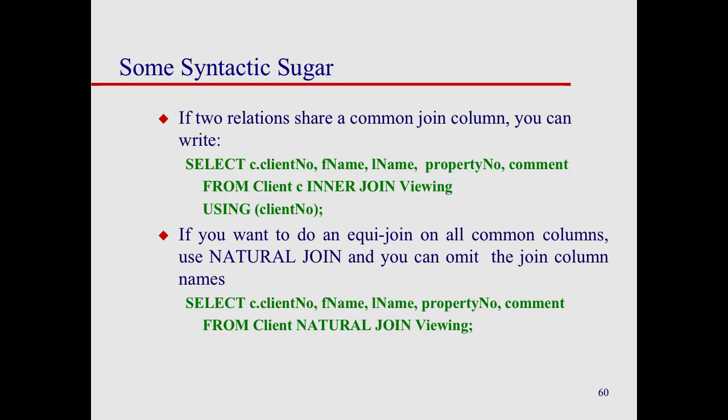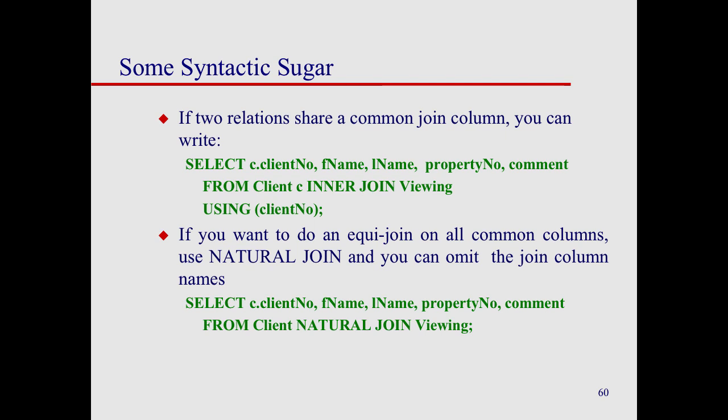Now, there's some syntactic sugar you can use to simplify the query, so you don't have to use the equal sign. Here we say from client C. So now we're selecting all the people who have left comments at properties, and we're selecting their first and last name, the property number, and the comment. And now you see we use the syntactic sugar inner join. When we say inner join, we have to specify the columns that the inner join is being performed on. And implicitly, it performs an equijoin on that column. So in this case, we're performing the equijoin on the client number.